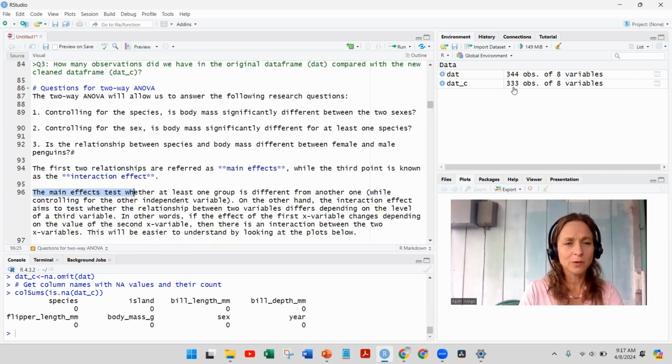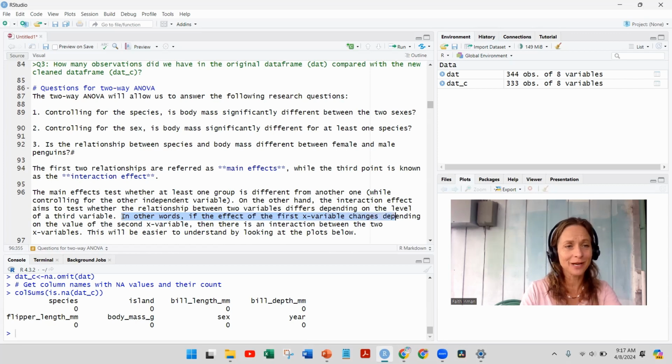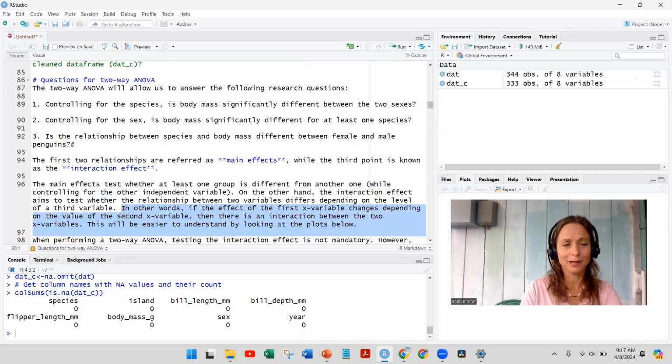The main effects test whether at least one group is different from another one while controlling for the other independent variable. On the other hand, the interaction effect aims to test whether the relationship between 2 variables differs depending on the level of a third variable. I said it pretty well there, I think. In other words, if the effect of the first x variable changes depending on the value of the second x variable, then there is an interaction between the 2 x variables. This will be easier to understand by looking at the plots below.